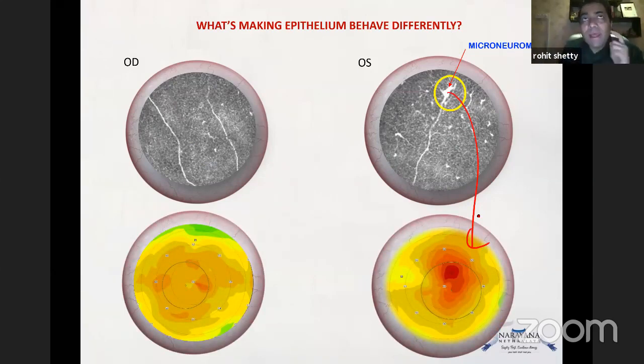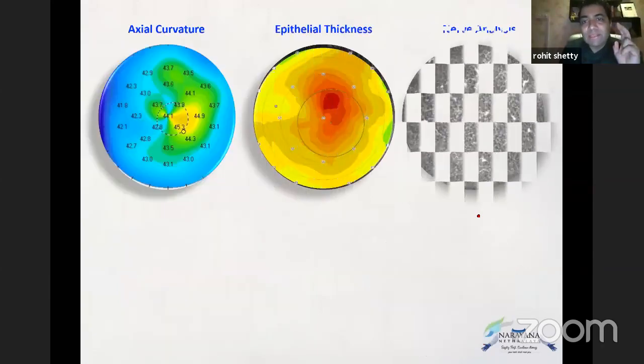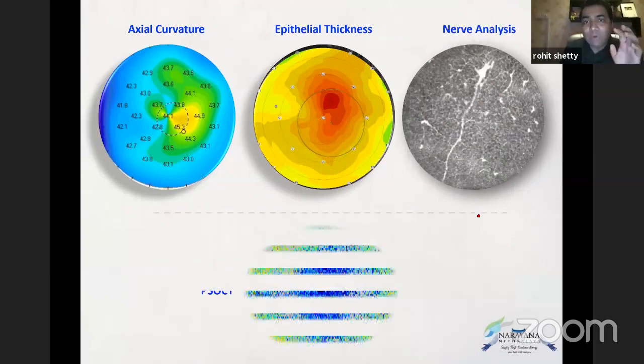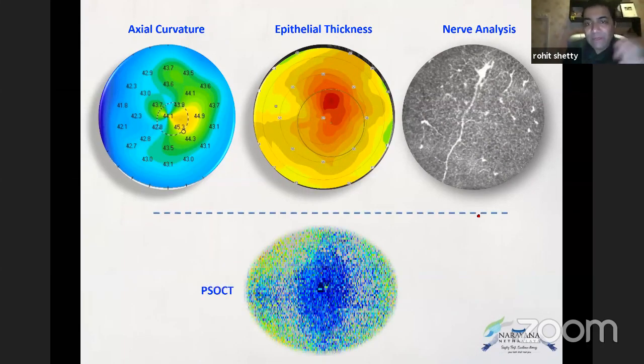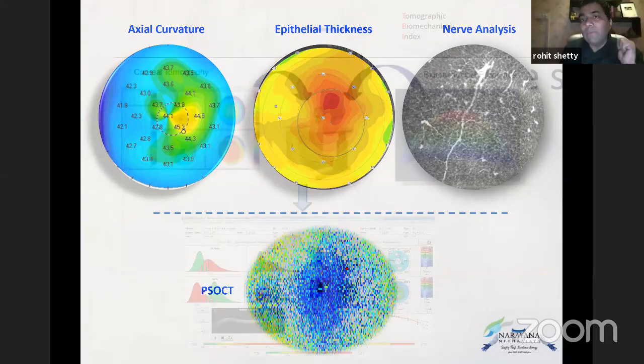And these are all masquerades for keratoconus. Both the patients were referred to me because they were being diagnosed as keratoconus. So clearly it was an epithelial change which was creating this problem. And again, we did the PS-OCT, the polarization OCT, on them. And you can see that the fibers in the periphery and the center are strong. So that was perfectly normal.